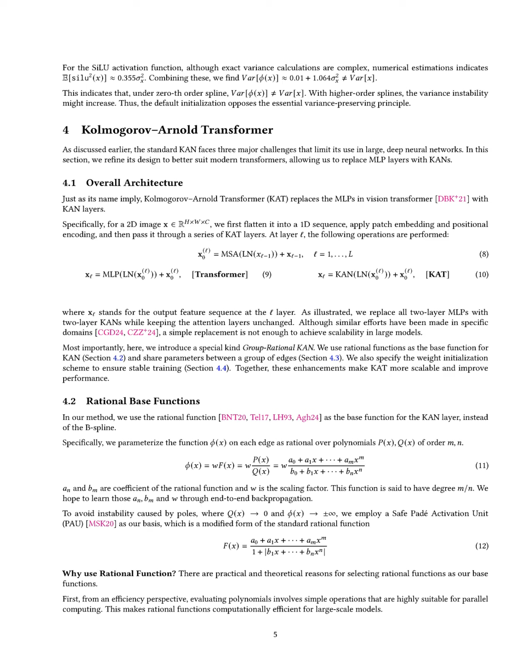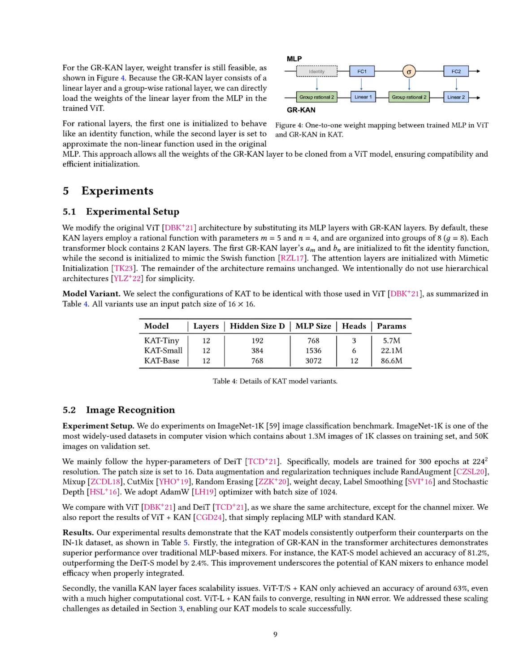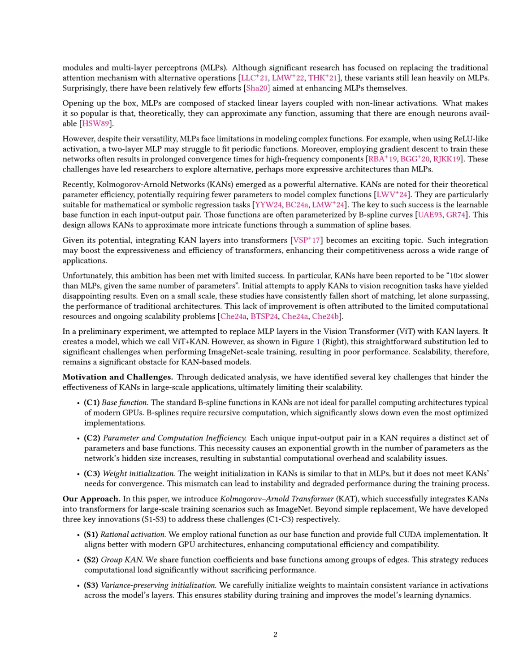The design process begins with flattening a 2D image input into a 1D sequence, followed by applying patch embedding and positional encoding. In each CAT layer, the KAN layers are employed in place of the MLPs, where the GR-KAN utilizes rational functions as base functions, enhancing computational efficiency and expressiveness. To address scalability issues, CAT implements three key innovations.